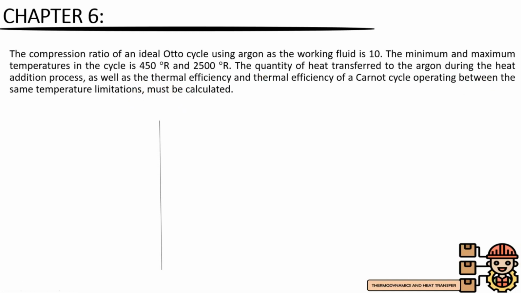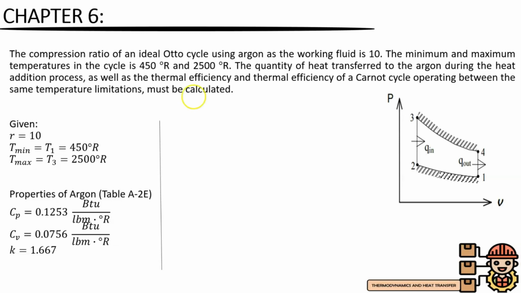So here are the given and the diagram in this problem. So we have the PV diagram. From state 2 to 3, we have Q in, and from state 4 to 1 is Q out. So we have assumptions in this problem. First, the air standard assumptions are applicable with argon, the kinetic and potential energy changes are negligible, and argon is an ideal gas with constant specific heat.